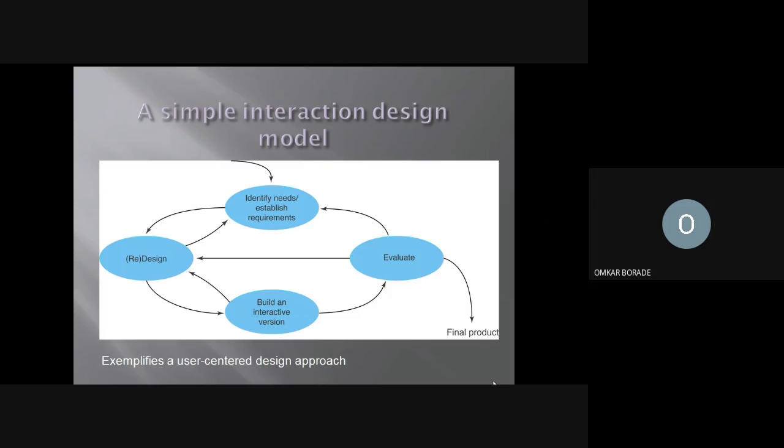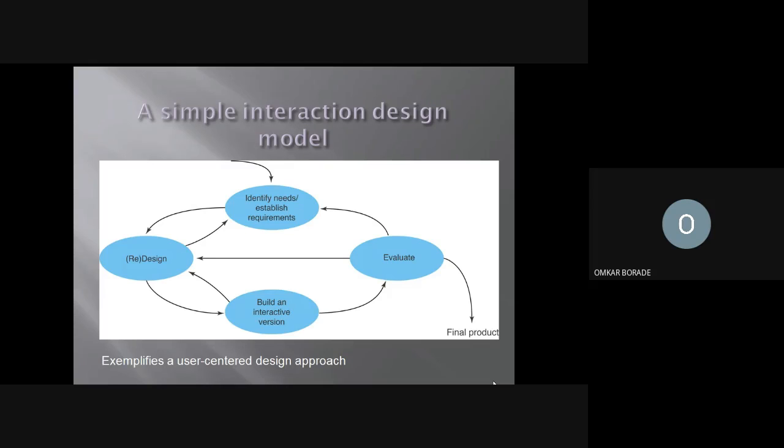A simple interaction design model. First, it identifies needs and establishes requirements. Then it moves to design. We can even redesign if you want. Then build an interactive version. Then it evaluates, and then the final product exemplifies a user-centered design approach.